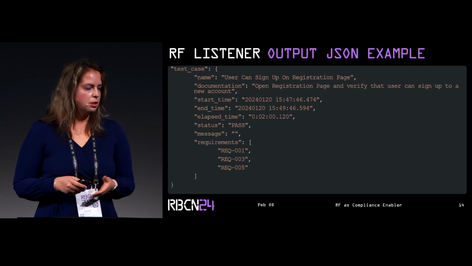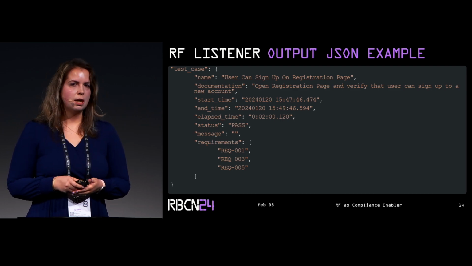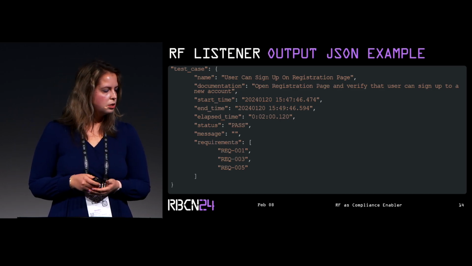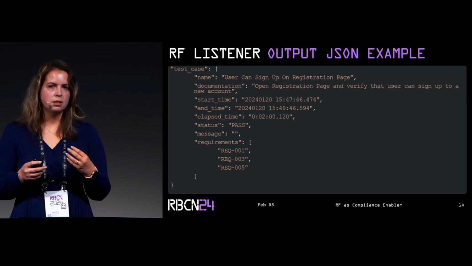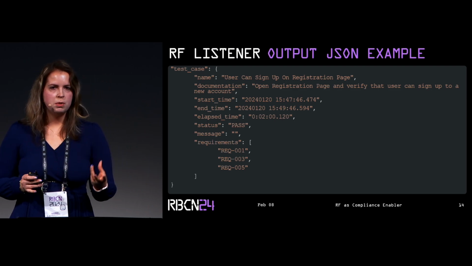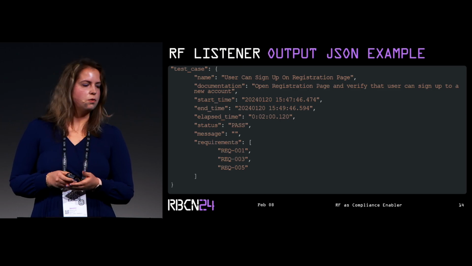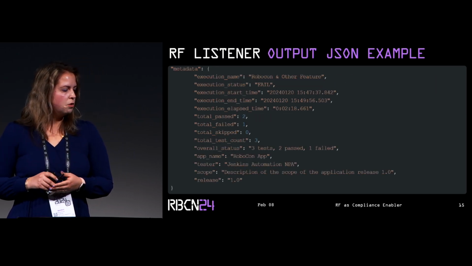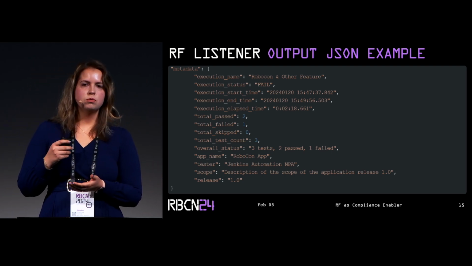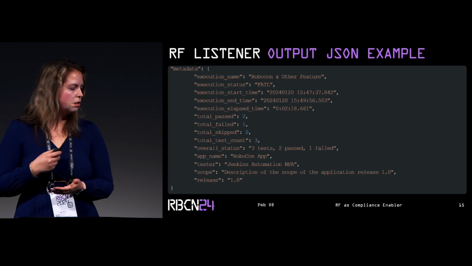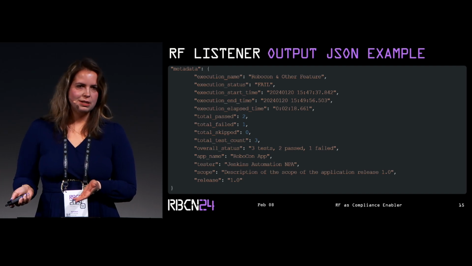It includes data about the test case, the name, the documentation, tag, start and end times, timestamps, which are really important. The elapsed time, status of the test, which is then taken together and computed based on if all the tests are passing or if there is any failure, and the array of requirements. And of course, some metadata for the test run, meaning total test counts, total passed, total failed, scope, release, tester, and so on. So now we have the data, and what to do with the data?